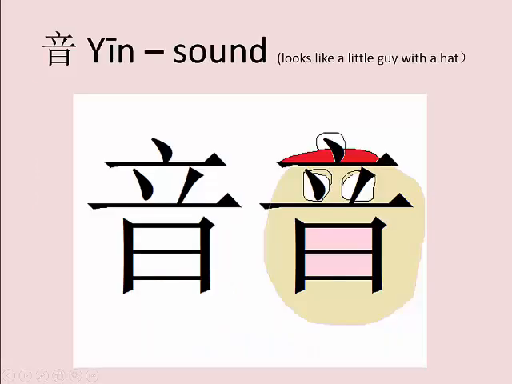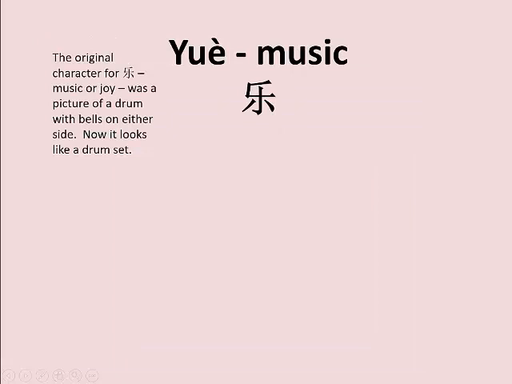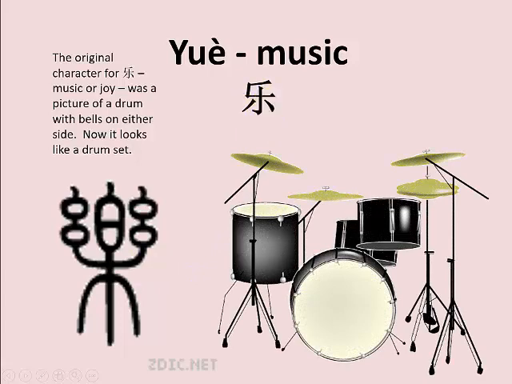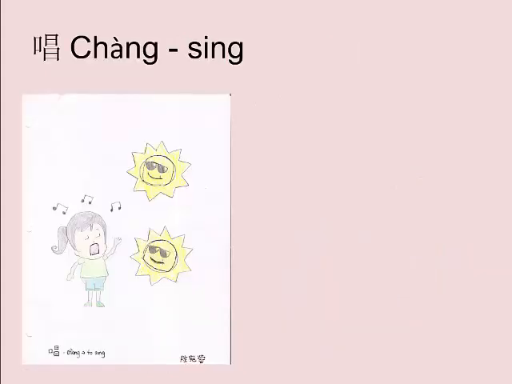The next character is yin, which means sound. It's like in the word pinyin, which means to write down the sounds, or in yinyue, music. And it kind of looks like a little guy with a hat. The next character is yue. The original character for yue was a picture of a drum stand with bells on either side, but the communists simplified it to this shape, so it still kind of looks like a drum set if you really stretch your imagination. The next character is chang, to sing, which combines a mouth radical and two suns.